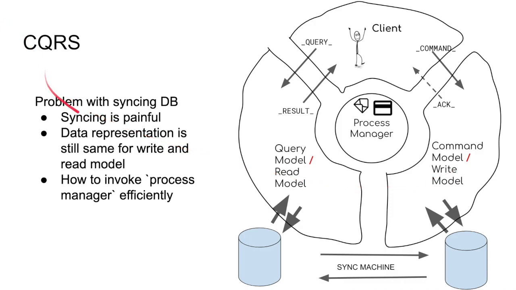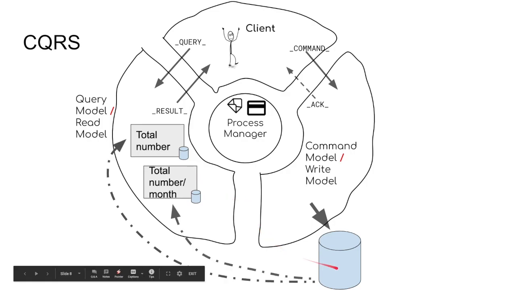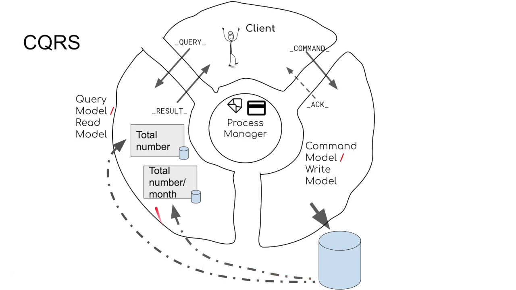One of the problems is that syncing is painful, and in here the data representation is still the same for writing and reading, and how are we going to invoke the process manager efficiently. So to fix the problem of data representation, we could actually have different models based on the different needs of different clients, and each model will have its own way of saving data, or even every model can have its own database. So one way this will be populated is we could publish the event from the database to this model and aggregate the model based on the event.